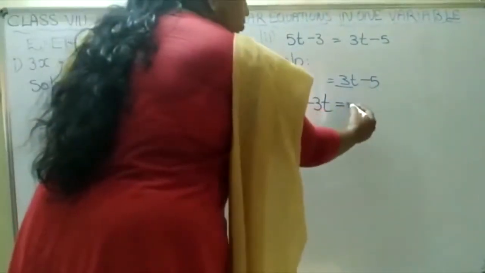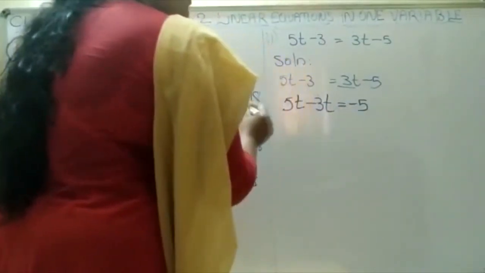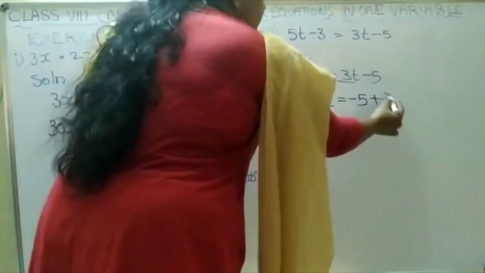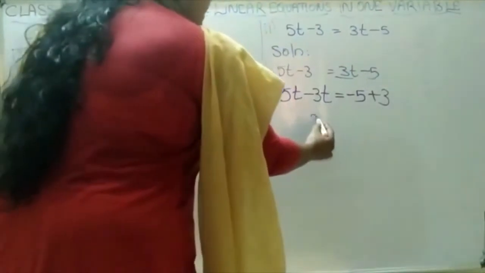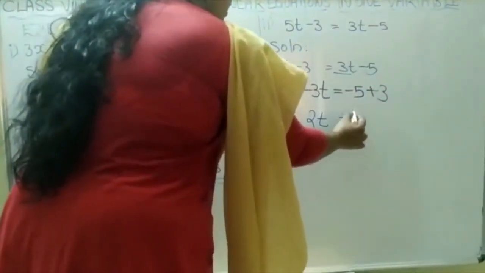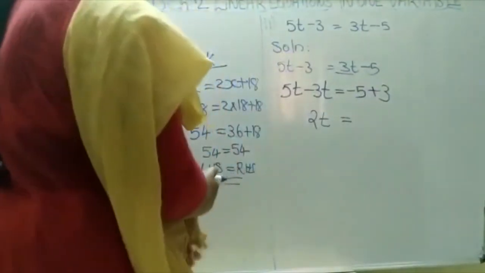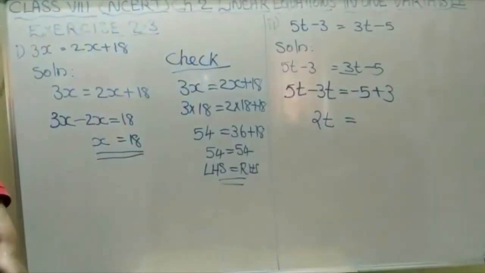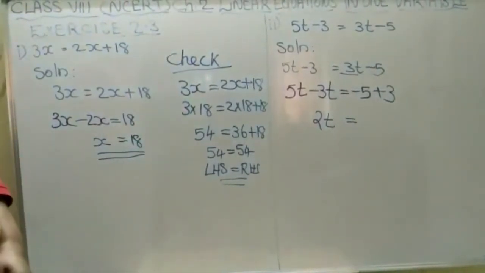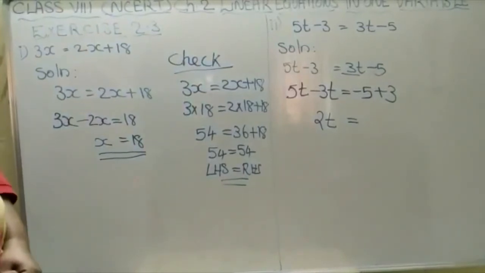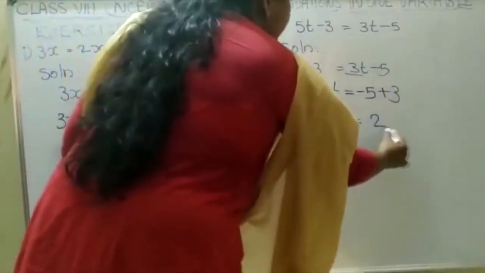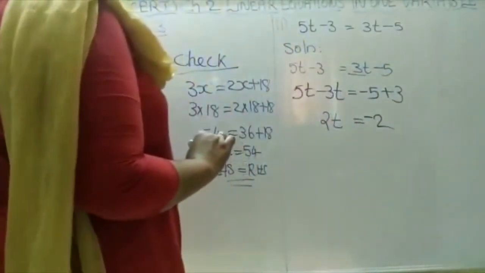The sign of 5 is minus 5. So next we shift minus 3 to the RHS, so it will become plus 3. 5t minus 3t equal to 2t. Equal to, here the numbers have different signs, so you can use the rule of integers: bigger number minus smaller number, and put the sign of the bigger number. So minus 5 plus 3 means 5 minus 3, we get the answer as 2. The sign of the bigger number is negative, so we get the answer as minus 2.